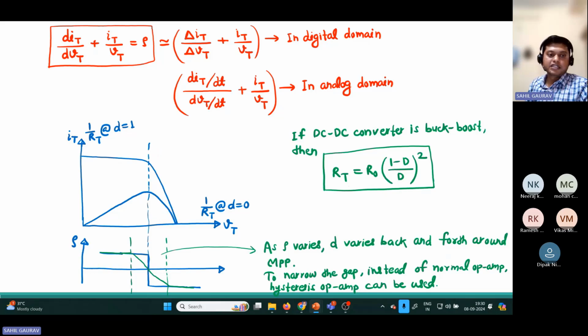If you see this rho curve, here I am using the cursor. Before this MPP point, this rho curve is positive, and after this MPP point, rho goes negative. So there is a transition at the MPP point.